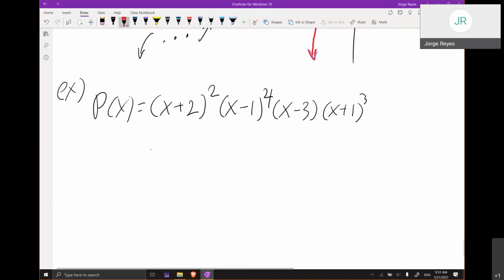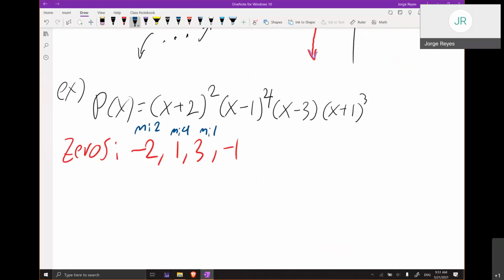So we can see the zeros. The zeros are -2, 1, 3, -1. Here -2 has multiplicity 2, 1 has multiplicity 4, 3 has multiplicity 1, which we don't really even call multiplicity 1, we just say 3 is a zero, and -1 has multiplicity 3.